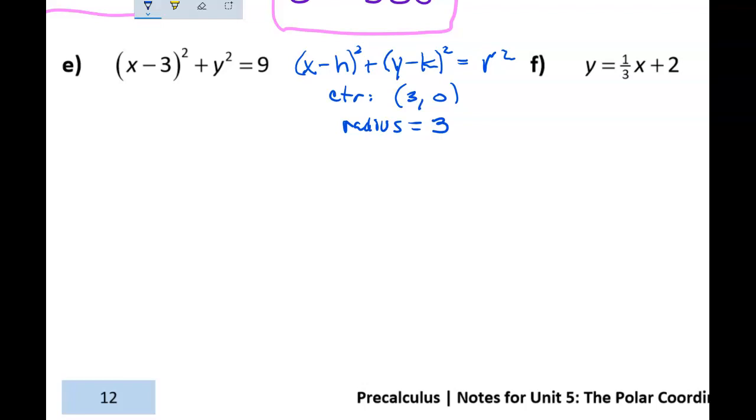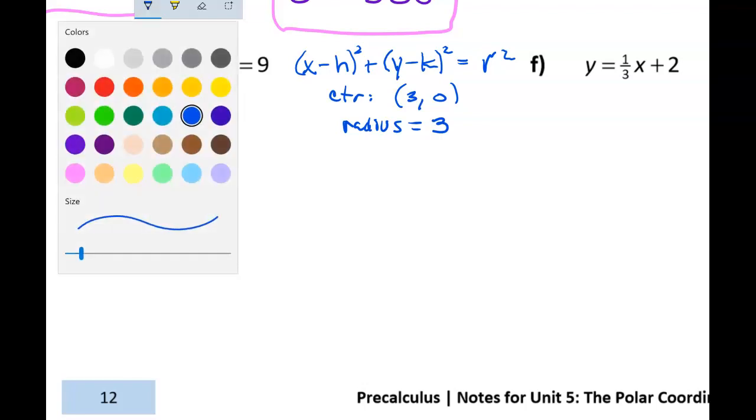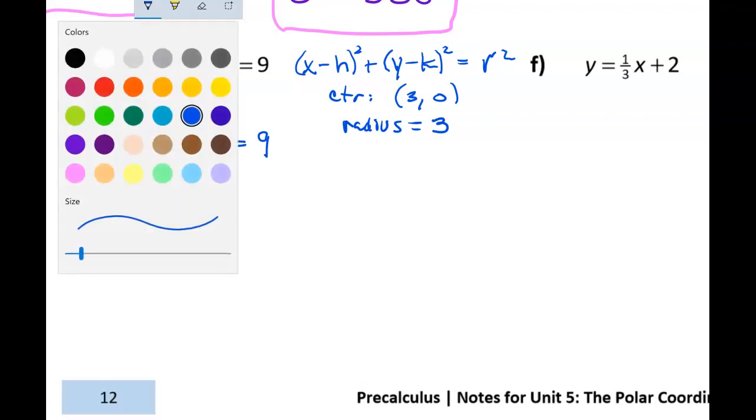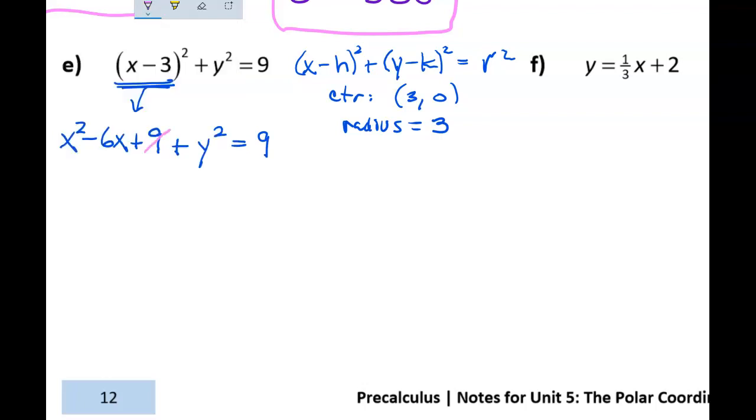In order to convert this, the best way to do this is to simply go ahead and do that squaring on the x minus 3. So x minus 3 squared, remember to get your middle term from the inners and the outers. That's x minus 3 times x minus 3 is x squared minus 6x plus 9 plus y squared is equal to 9. Now you'll notice something, that I can subtract off those 9's from both sides, and we'll have a 0 left on the right-hand side.